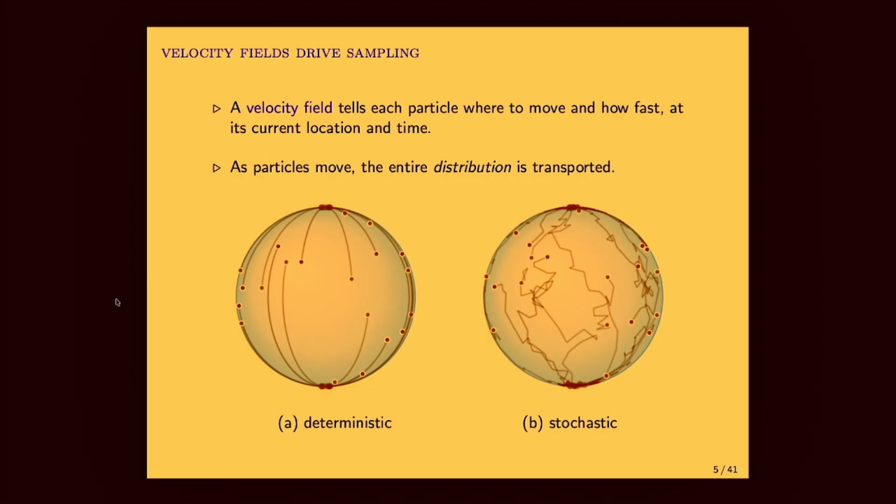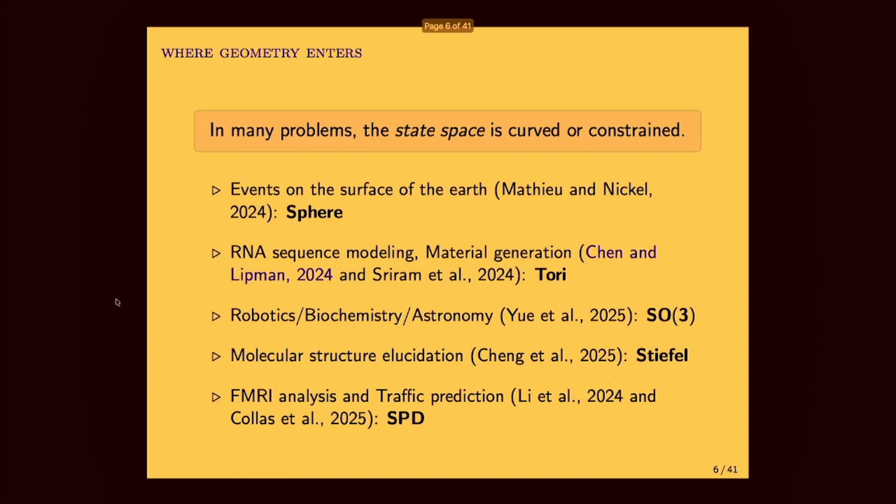And typically people construct deterministic velocity fields and stochastic velocity fields. On a manifold, I'd like to argue that the more deterministic you are, the better, for both theoretical analysis and implementation purposes, in particular implementation, right?